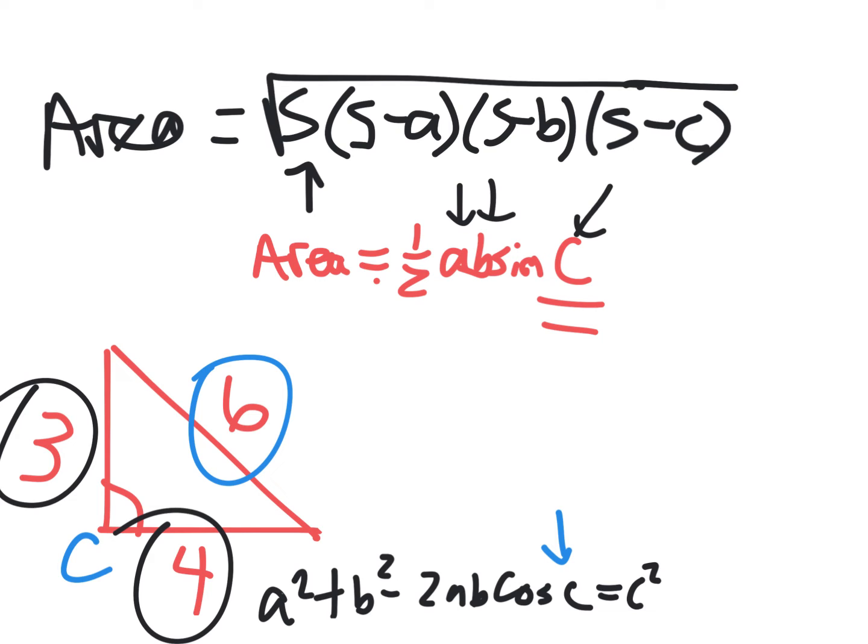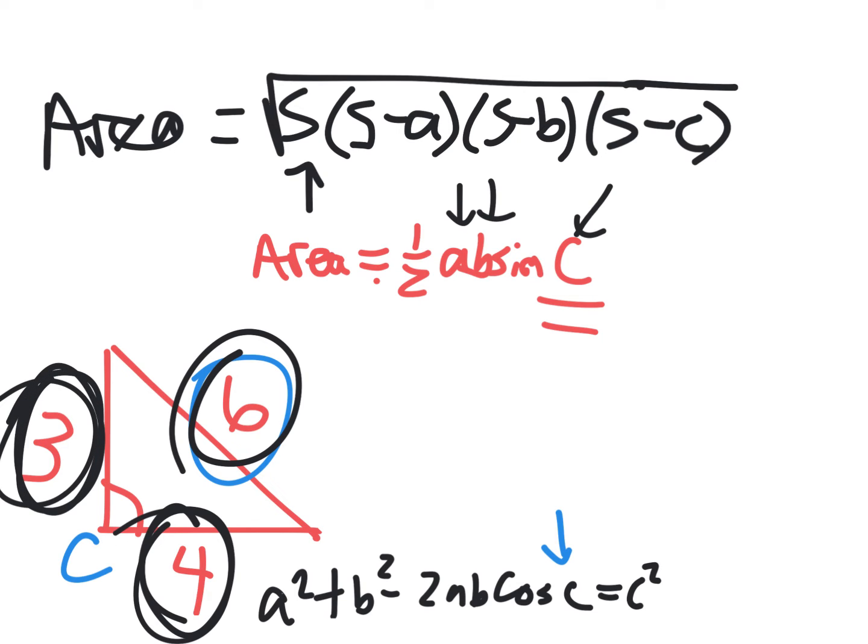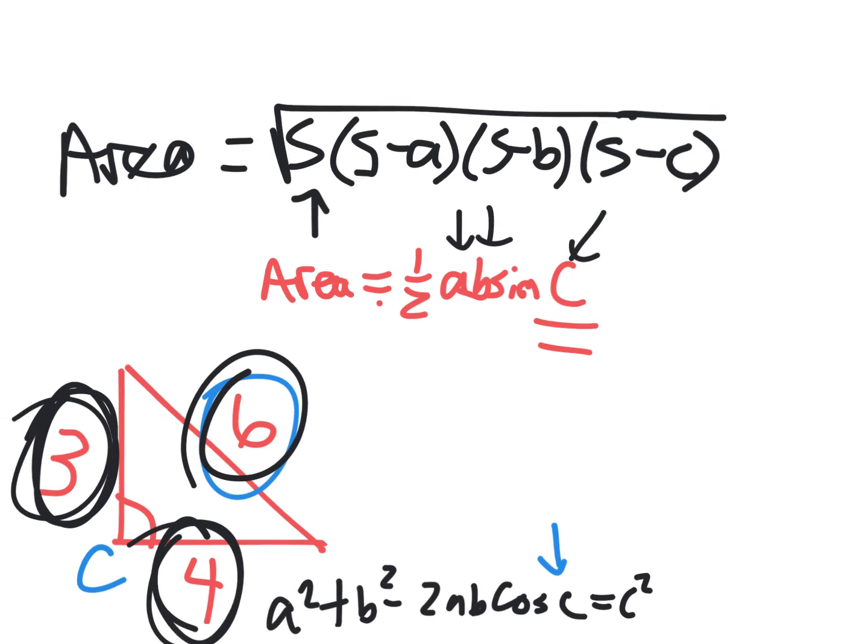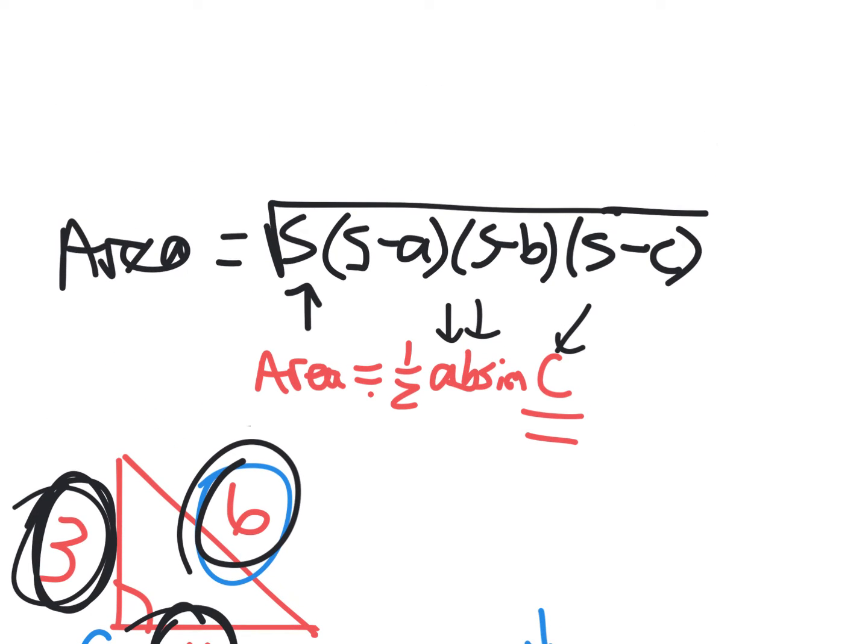Okay, so now what the heck is S? It's the semi-perimeter. So how do you get the semi-perimeter? It's half of the normal perimeter. Well, this thing's perimeter is 6 and 4 makes 10 plus 3 is 13. 13 is the perimeter. So it's 13 over 2 is the semi-perimeter. What's half of 13?